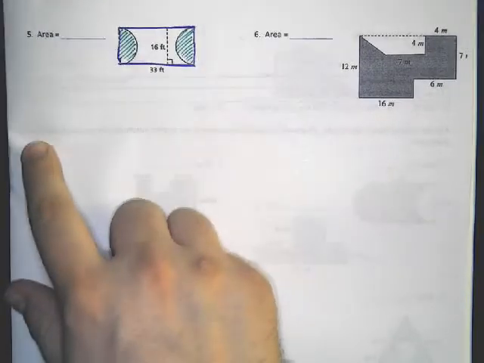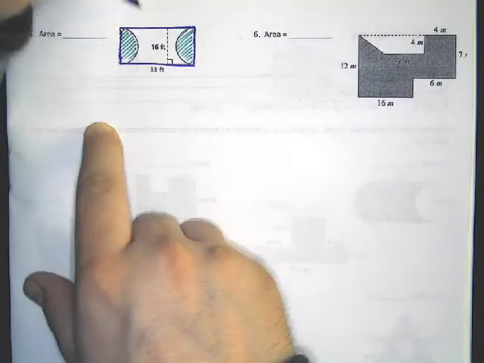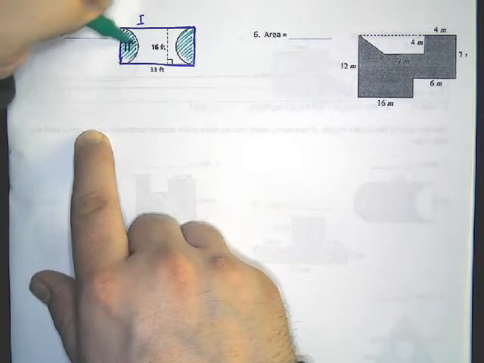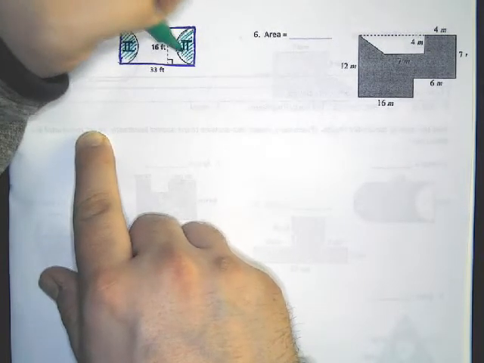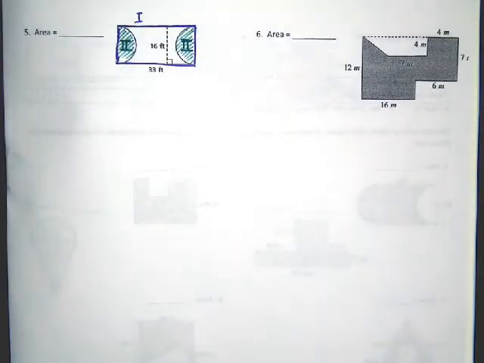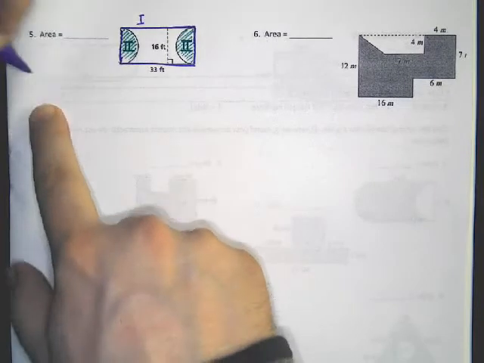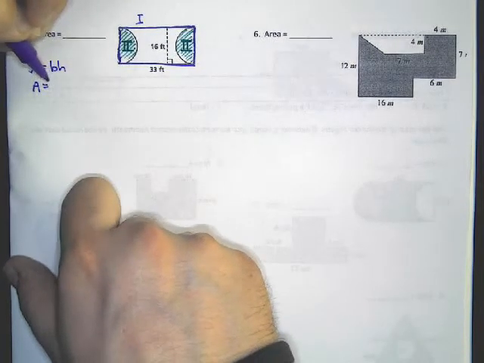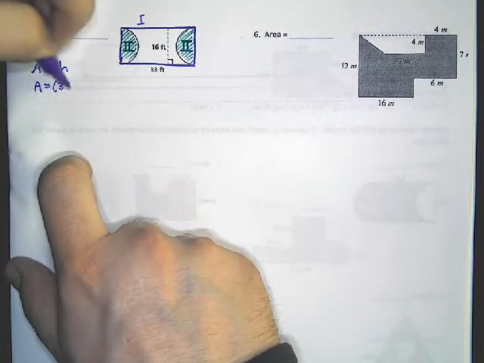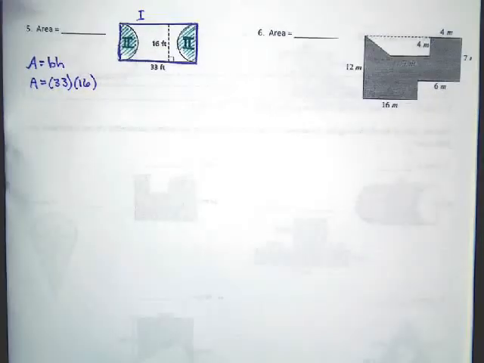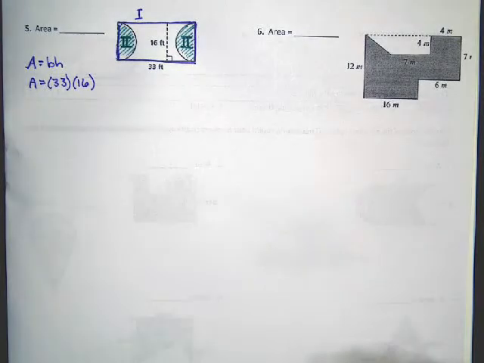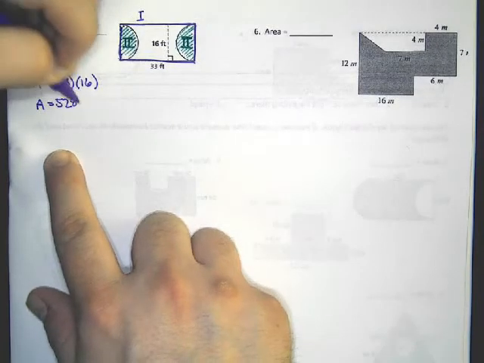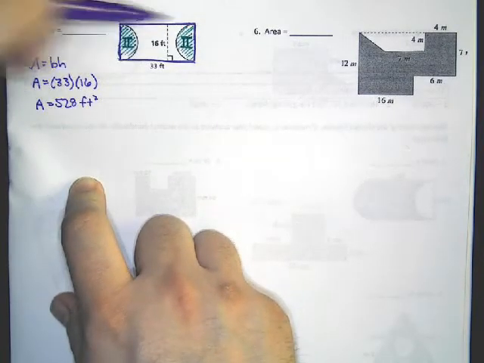So what I'm going to do is I'm going to say that my big rectangle, the whole thing, is my shape 1, and then here are my shape 2s. All right, I'm going to just label them both 2s because they're the same thing. All right, so to get the area of shape 1, a rectangle would just use base times height. So A equals base of 33, height of 16, calc it, 33 times 16, 528. Area equals 528 feet squared.